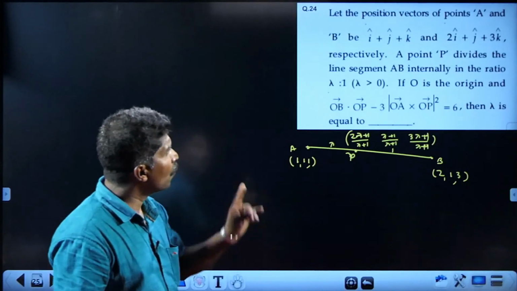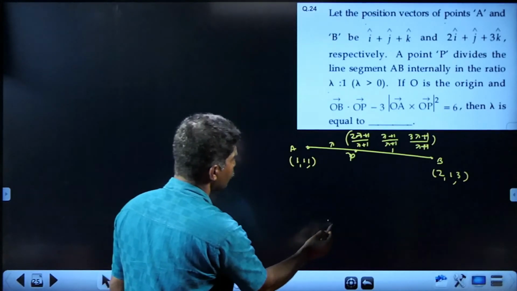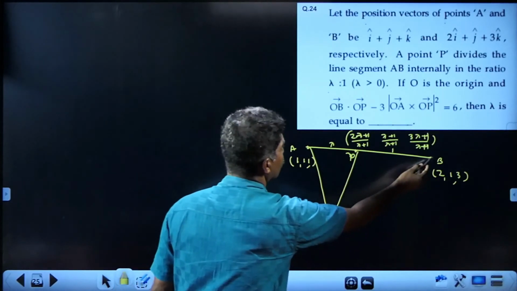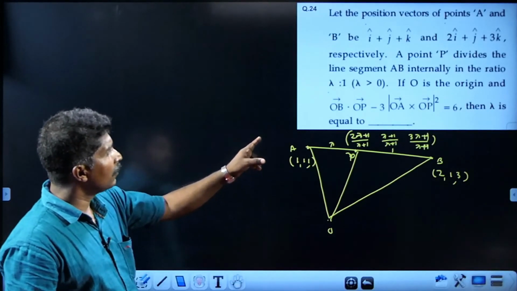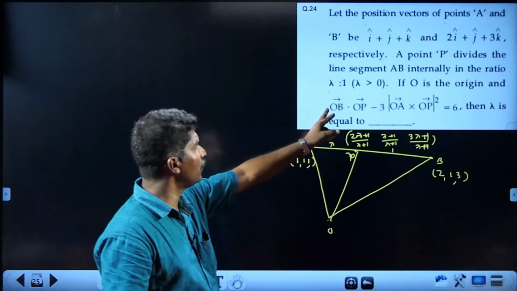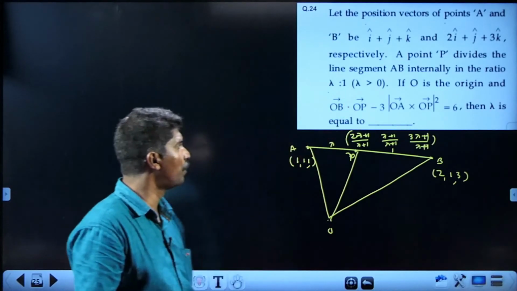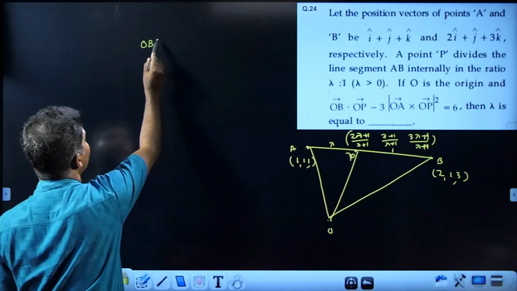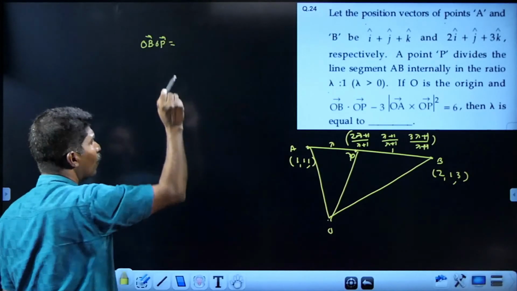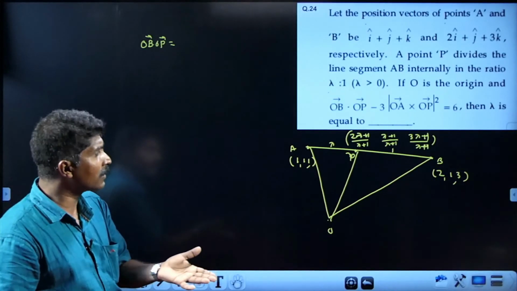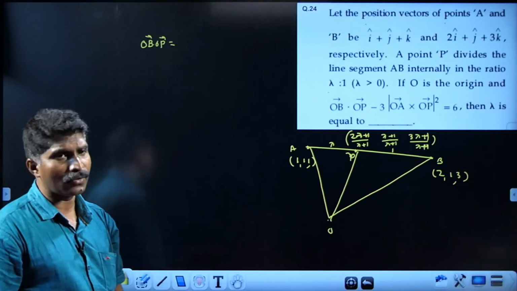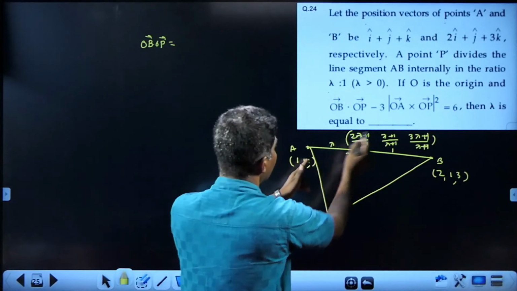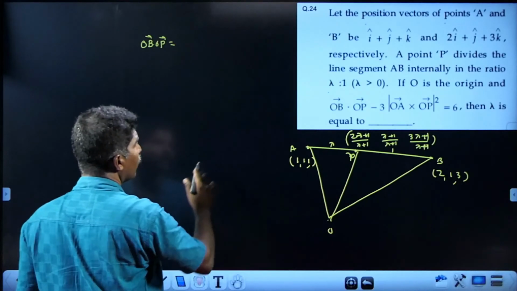O is the origin, and you can see OA, OP, all these things. Now an equation is given. For this equation, we will first calculate OB dot OP. You have to take the dot product from your direction ratios only. You don't need to write I, J, K in this problem. You just multiply the coefficients, the rectangular coordinates. 1 into this one, 1 into this one, 1 into this one, and add.